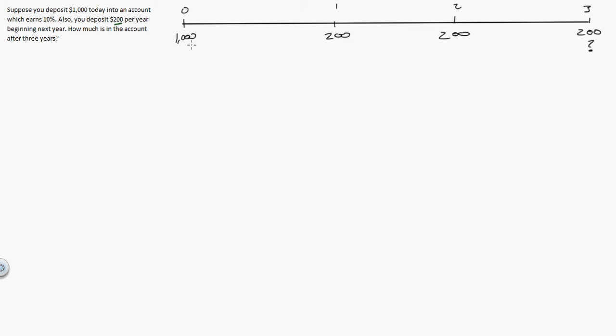So it's $1,000, grows at 10% and becomes $1,100. You add the $200 to it and it's $1,300. The $1,300 grows at 10% and becomes $1,430. You add the $200 to it, that's $1,630. The $1,630 grows at 10% and then becomes $1,793. You add the $200 to it and becomes $1,993.